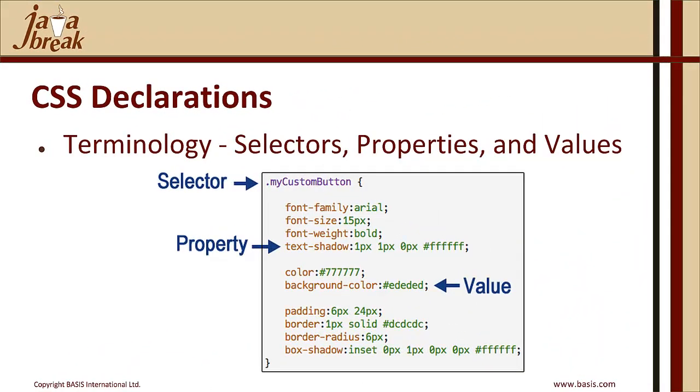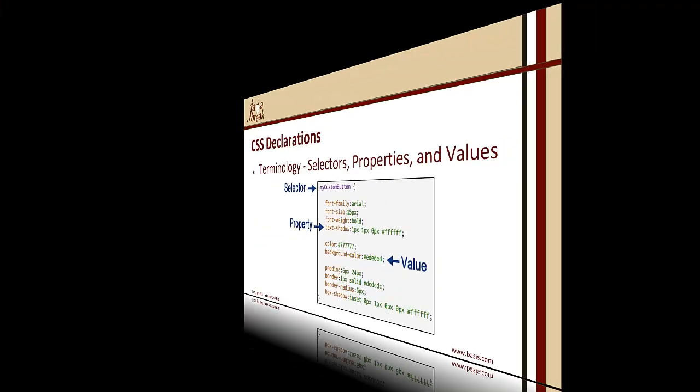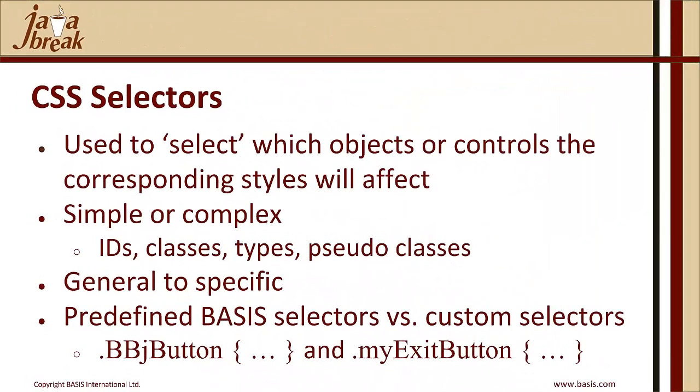Let's consider some of the terminology. We have selectors, properties, and values. Selectors are used to select which objects or controls the corresponding styles will affect. They can be simple or complex. They can have IDs, classes, types, or pseudo-classes. They can be general or they can be specific. You can use predefined basic selectors versus custom selectors. So the predefined ones would be .bbj button. Or you may create a custom selector for a particular button, my exit button, for example.